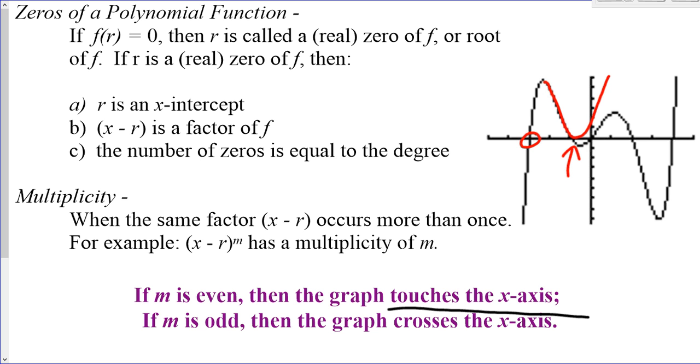Okay. If m is odd, then the graph crosses the x-axis. So we can see that these are odd multiplicities in this original graph because it doesn't just touch, but it goes through. So notice that if it's just x minus r to the first, we can still consider that an odd multiplicity because it's a multiplicity of 1.